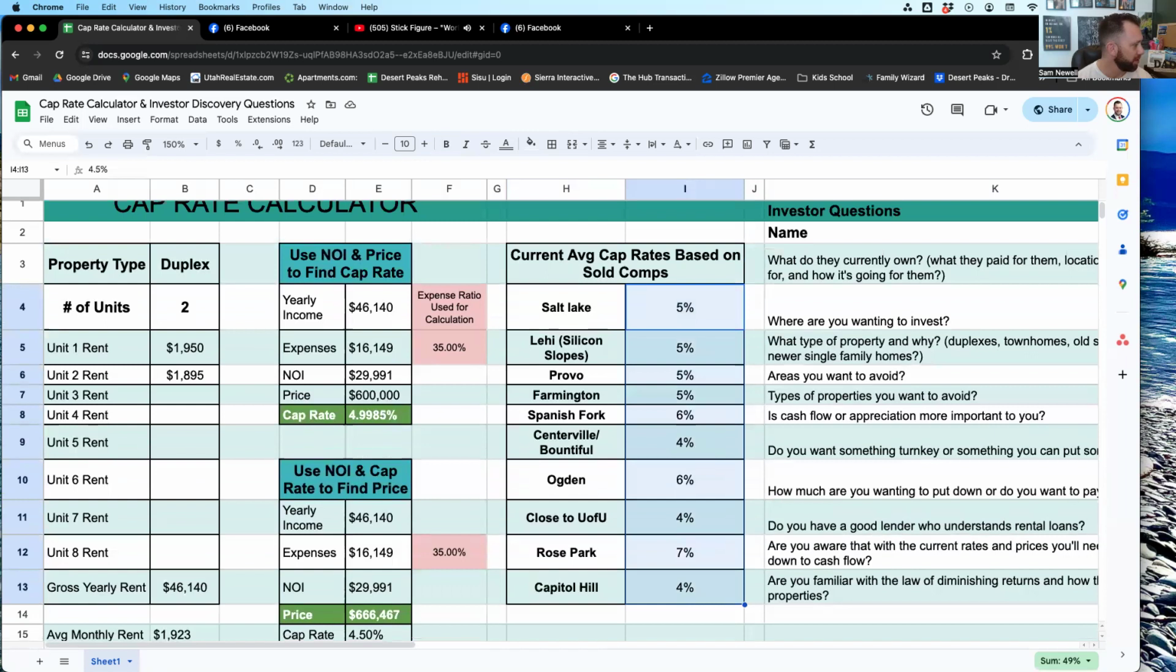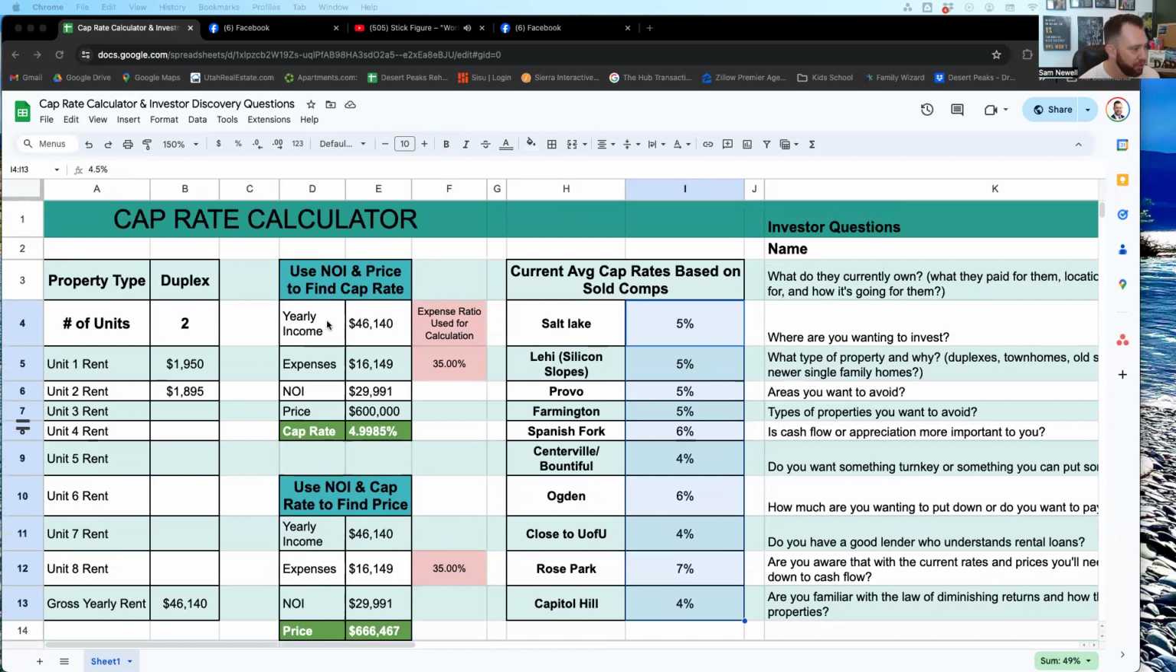I pulled up some comps. Let me pull it up over here on my other screen so I have it in front of me. And so let's say that you're talking to, or let's say that you own a duplex and you want to know what it's worth.